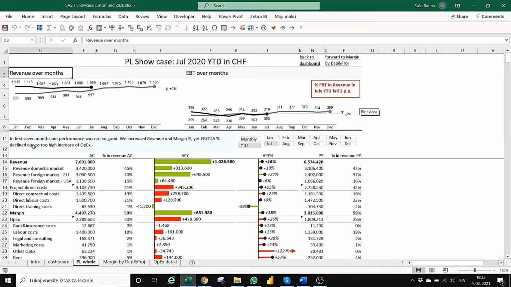And now if we focus on the P&L structure, here we have first revenue broken down by markets. This is clear. Then we have project direct costs. These are costs that are inevitable for us to deliver our services. Actually, these are costs of services sold. In other words, these are costs that we can allocate to one or more specific projects.